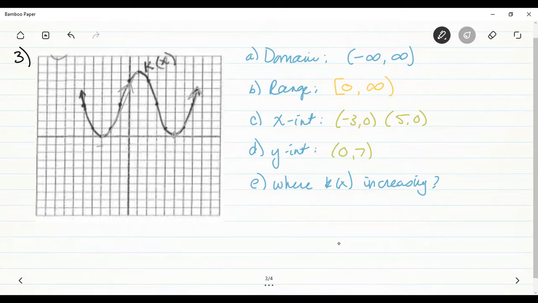So we are increasing first from -3 to 1. Interval notation: we are increasing from -3 to 1, and then again from 5 to infinity.